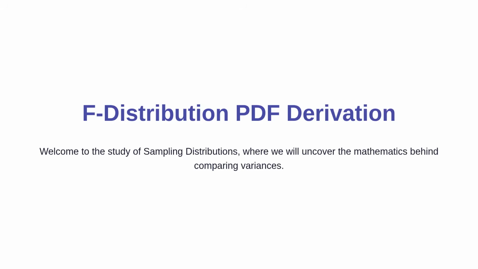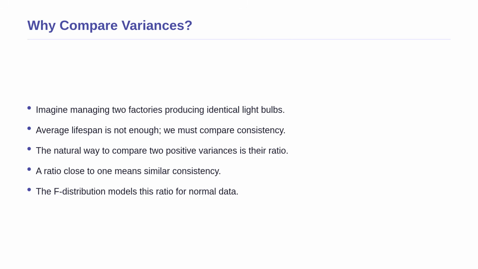Let us dive in. Imagine you are managing two different factories that produce the exact same type of light bulb. You want to know if one factory's manufacturing process is more consistent than the other. To figure this out, you cannot just look at the average lifespan. You have to compare the spread or variance. The most natural way to compare two positive numbers is to divide one by the other to see their ratio. If the ratio is close to 1, the factories have similar consistency. If it is very large or small, one is much more variable. The mathematical tool we use to understand this ratio is called the F distribution.